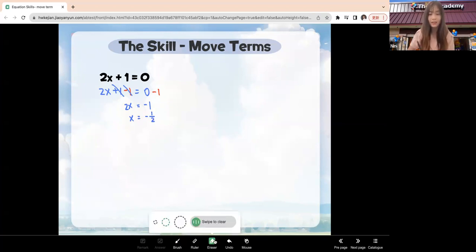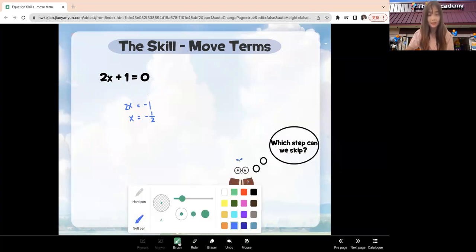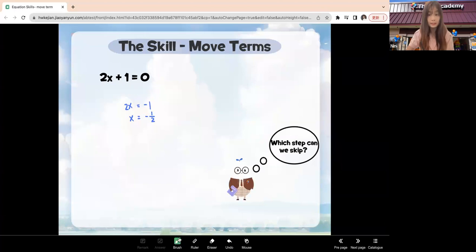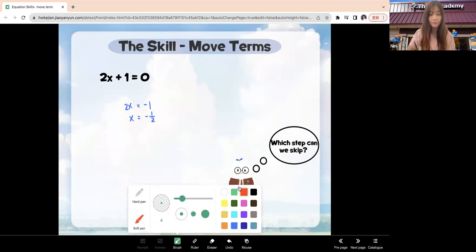Now, everyone, look at my screen very carefully. I'm going to erase a step. So the step that I'm going to erase is going to be the first step. Okay, guys. So now, as you can see, we skip the first step. We just erase it. Let's observe what is happening here from the left side to the right side of the equation.